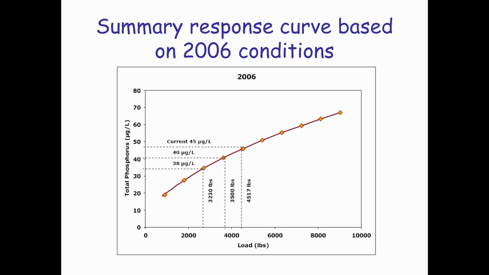And then for the more restrictive condition, if we assume a 270 pound per year MOS, the watershed load would be 3,270 pounds. That's just 3,500 minus 270. So the watershed load would be 3,230 pounds. Add on to that the 253 pounds of atmospheric load. The BATHTUB model would say that the water quality in the lake would be 38 micrograms per liter.